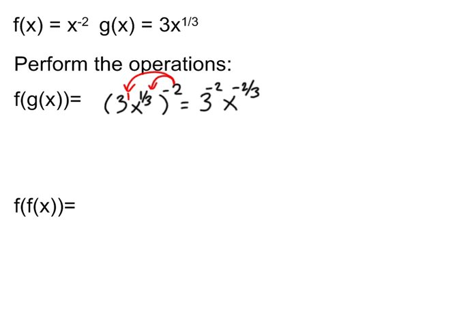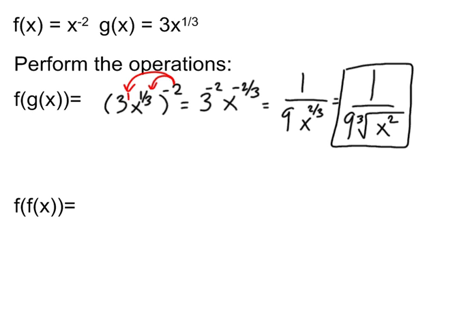We do want to make these negative exponents into positives. So let's put them over 1. 3 squared is now 9. And now our x has a 2 over 3. We're going to now change our fraction exponent into a root. And here is your final answer.